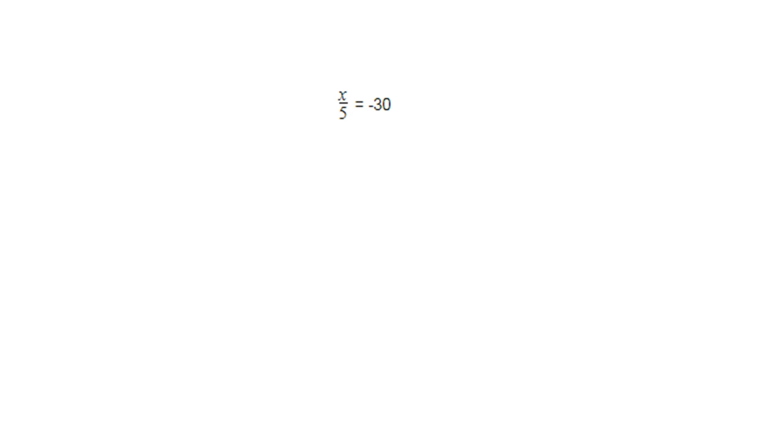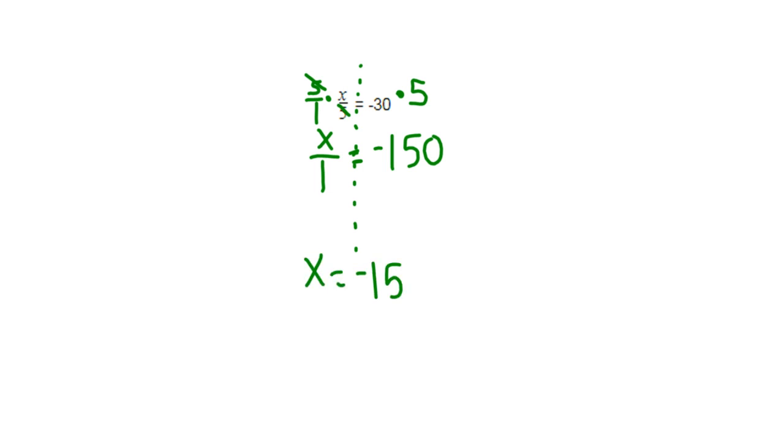Same thing, I've got to isolate my x. I want to get it alone. The only thing over here with x is this divided by 5. How do I undo a divided by 5? Well, I just multiply by 5. Right? Because if I multiply by 5 over 1, these 5s are going to cancel out and just leave me with x over 1. Now again, remember, if I multiply one side of the equation by 5, I've got to multiply the other side of the equation by 5. So negative 30 times 5 will give me negative 150. So I've got x equals negative 150.